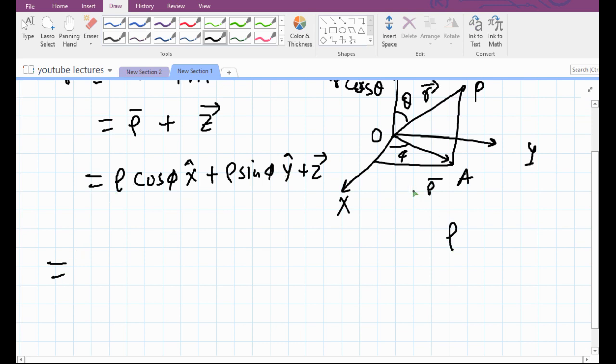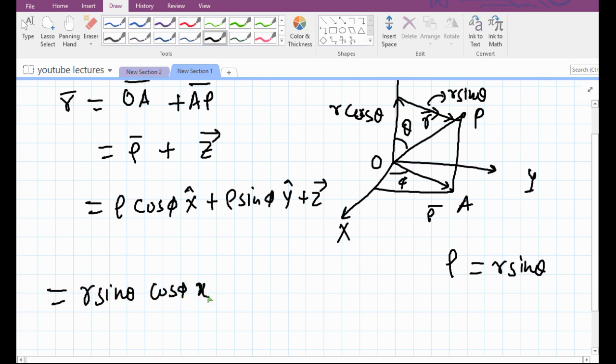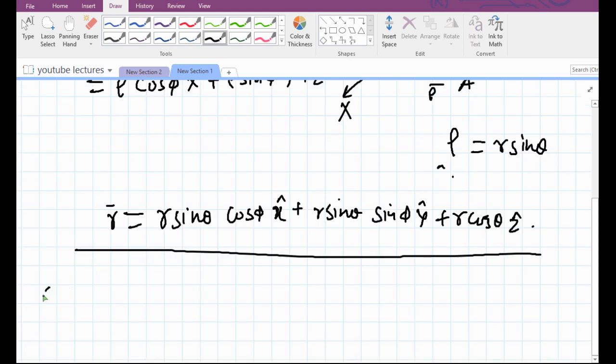Now I have already seen that rho is given by this length, and this length is r sin theta. So rho is r sin theta, multiplying everything: r sin theta cos phi x hat plus r sin theta sin phi y hat, and the z vector is nothing but, from here to here, the length r cos theta z hat. So this is my r vector. Now r hat can be given as the r vector divided by r, so just differentiate with respect to r.